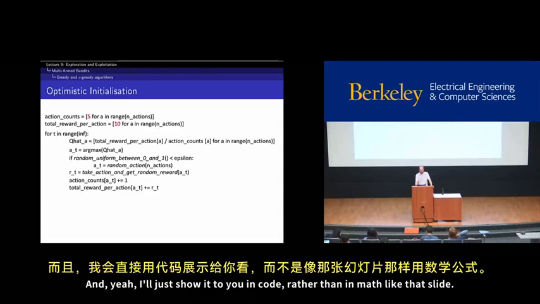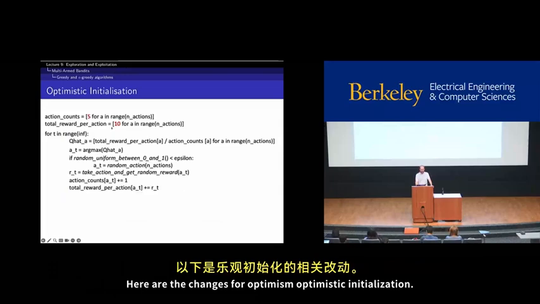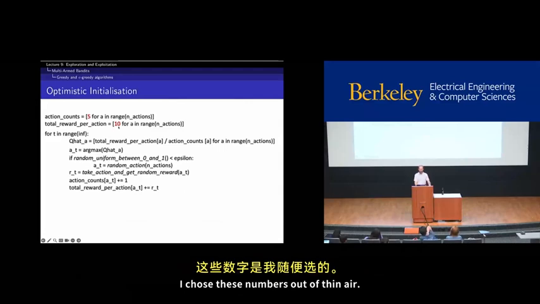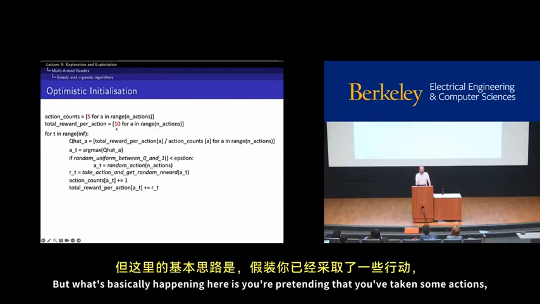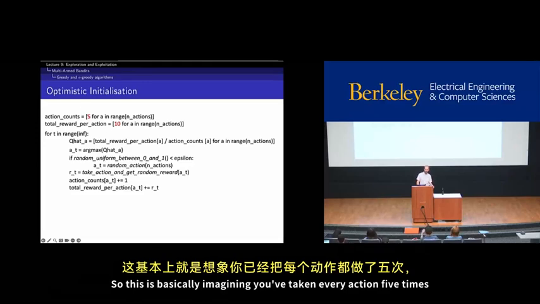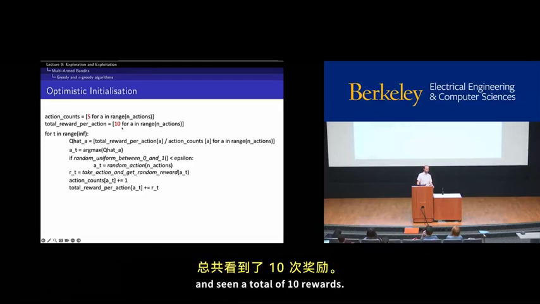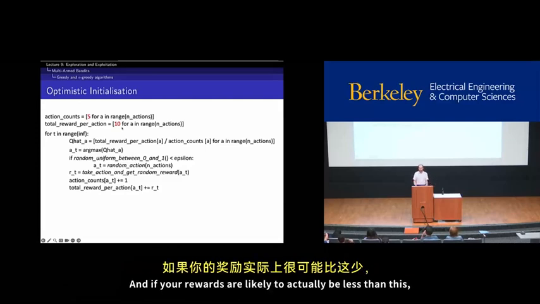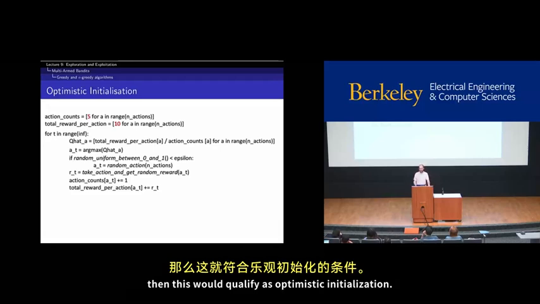Yeah, I'll just show it to you in code rather than in math like that slide. Here are the changes for optimistic initialization. I chose these numbers out of thin air. You could choose different numbers. But what's basically happening here is you're pretending that you've taken some actions and that you've seen some rewards. So this is basically imagining you've taken every action 5 times and seen a total of 10 rewards. If your rewards are likely to actually be less than this, then this would qualify as optimistic initialization.